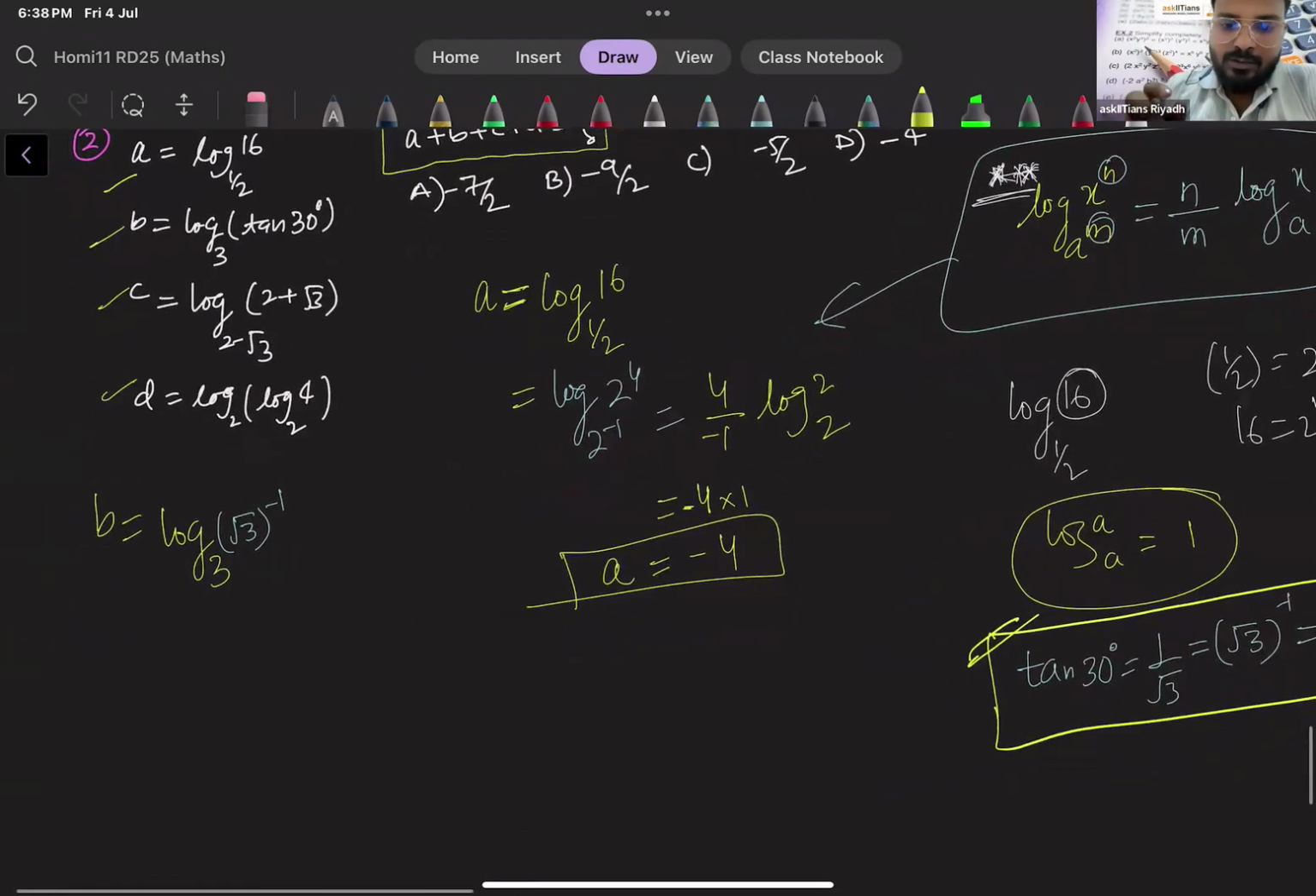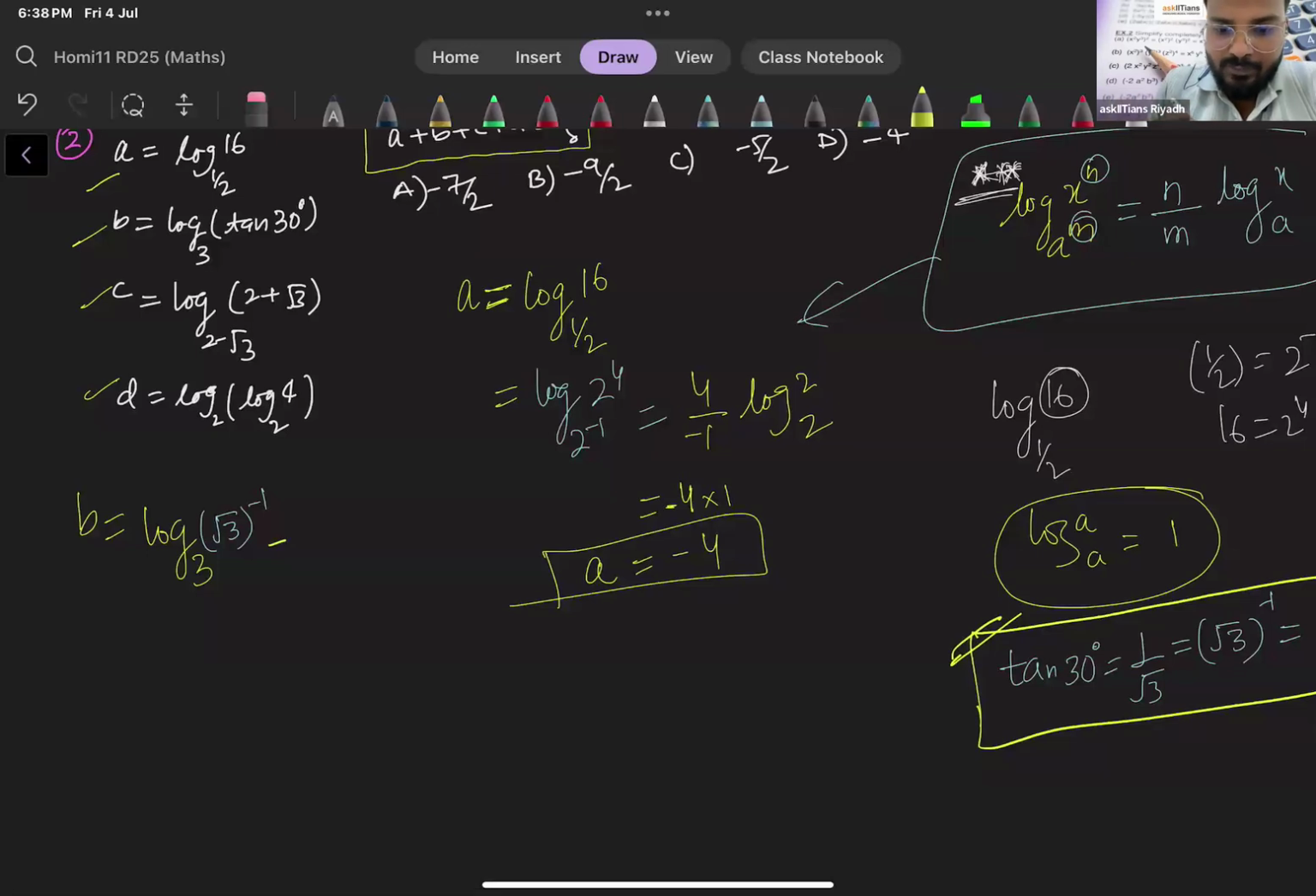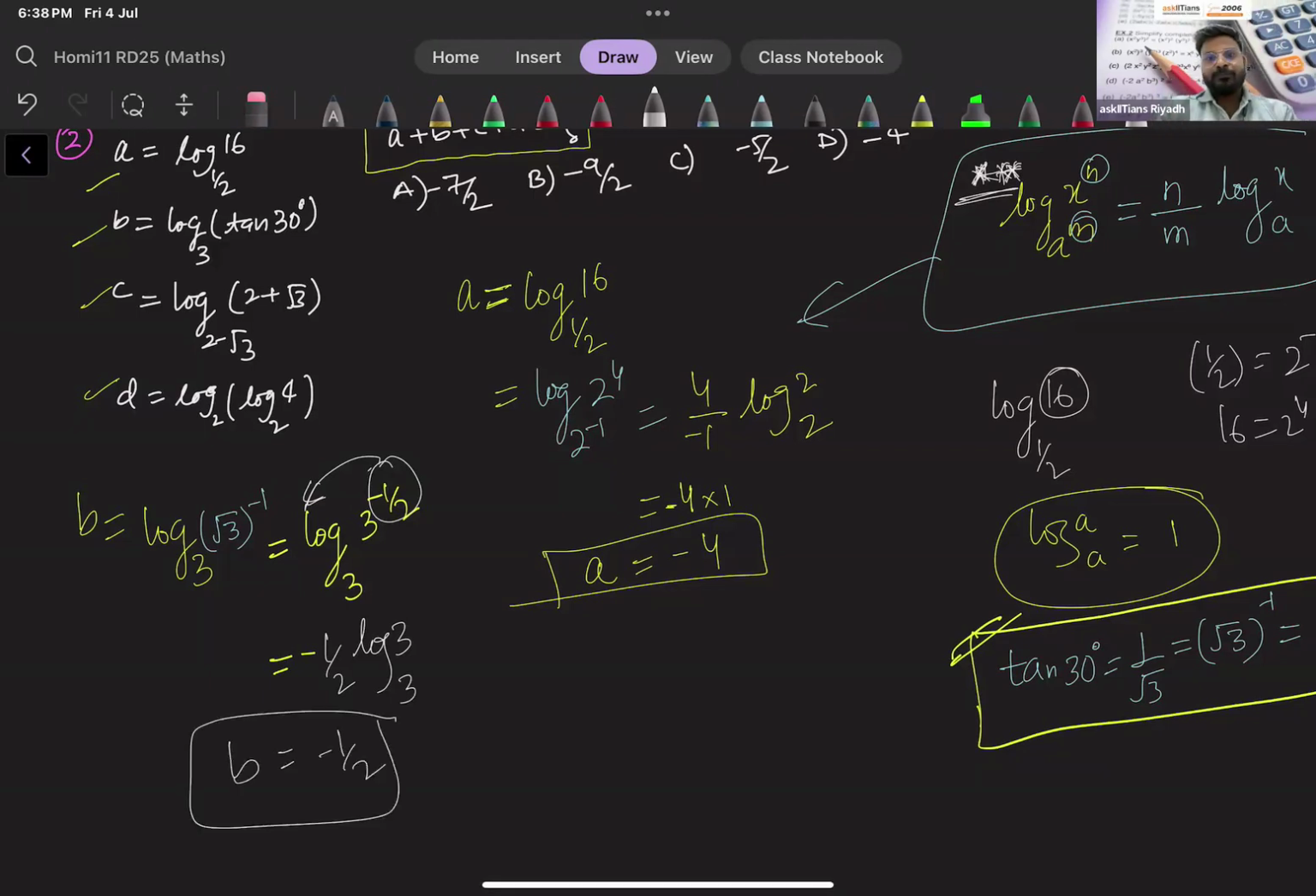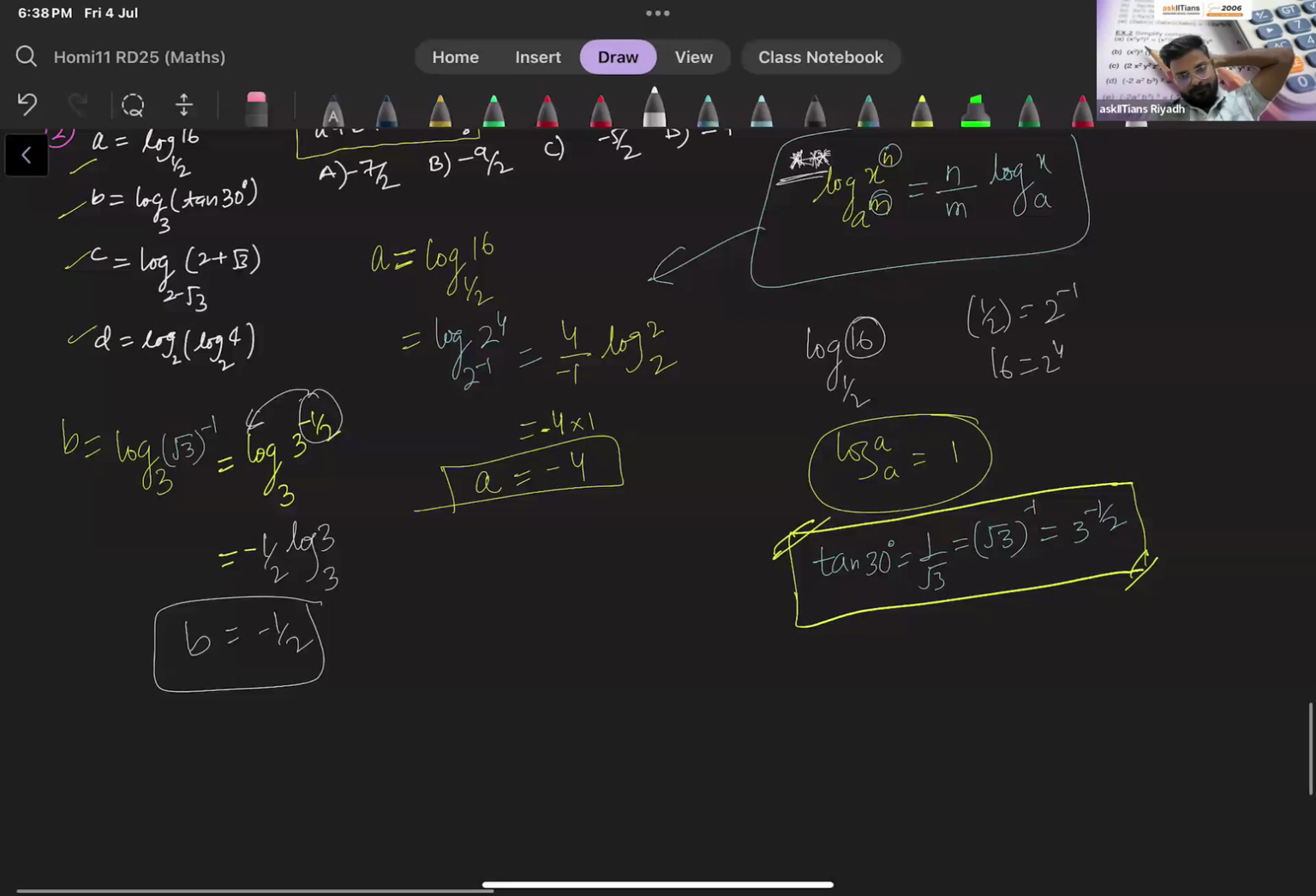Okay. So now I'm going to write this whole thing as log of 3 to the power minus 1 over 2, and this is base 3 only. And now the power we can take outside of log. So it is going to be minus 1 over 2 log 3 to the base 3, and what it is equal to is minus 1 over 2. So the value of b is minus 1 over 2. Any doubt in this?